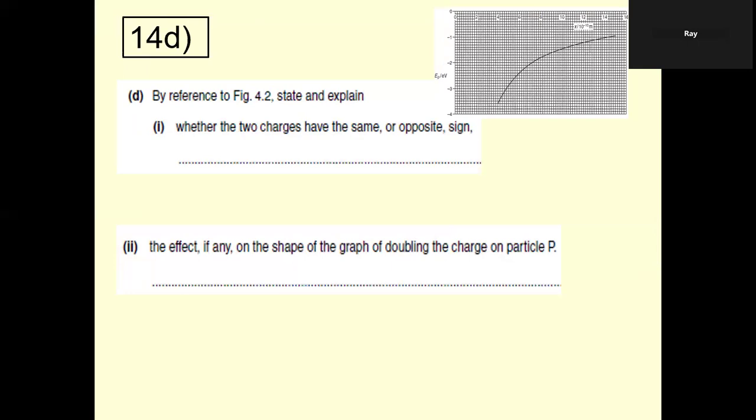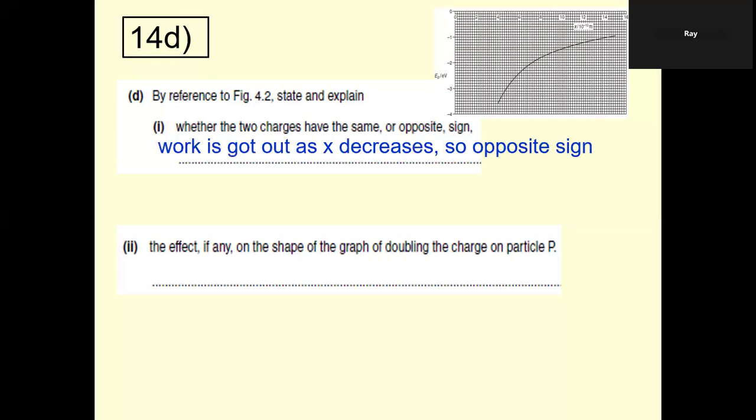By reference to figure 4.2, state and explain whether the two charges are the same or opposite sign. Opposite. Work is got out as x decreases, so opposite sign. We need to explain, not just say opposite, you just get 1 mark only.